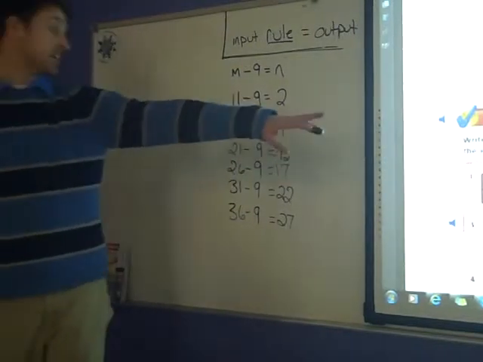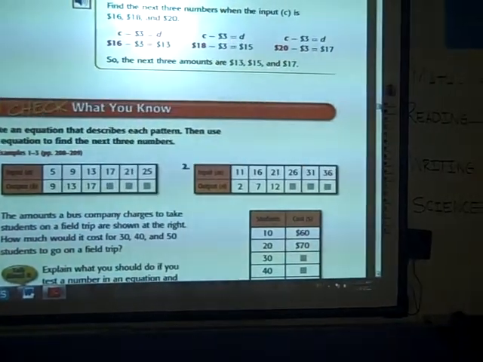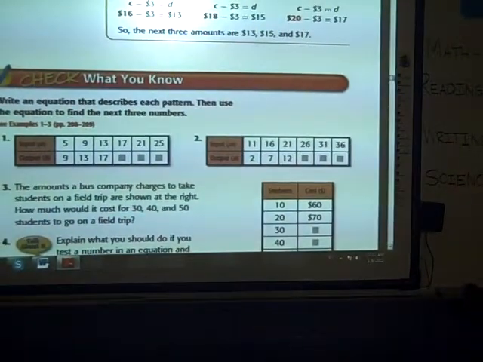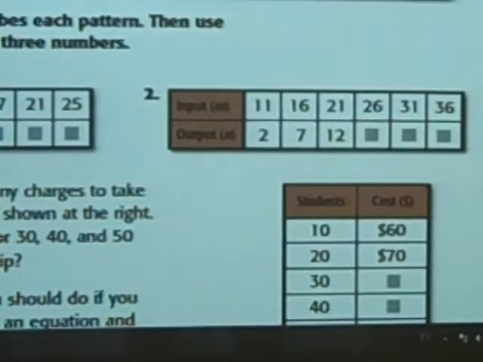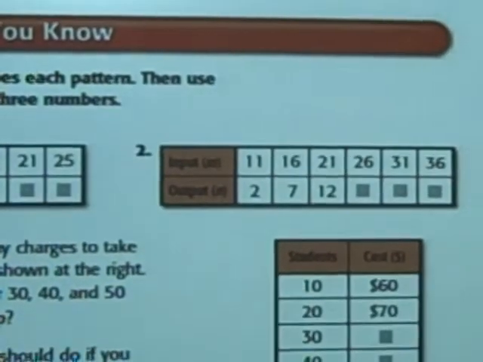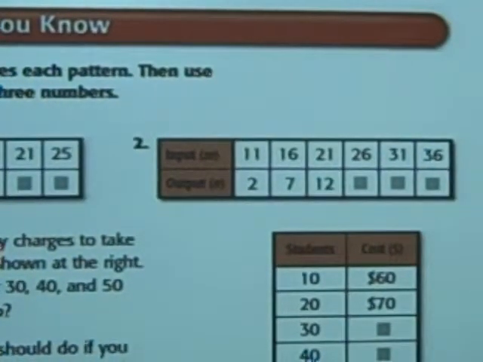What would be under the 26? Tatcher. Under the 26. Oh, 17. What goes under the 31? Ariana. 22. What goes under the 36? Ashley. 27. Good. All right.